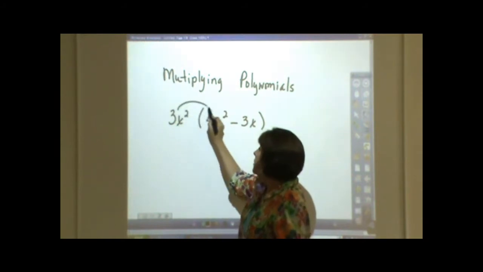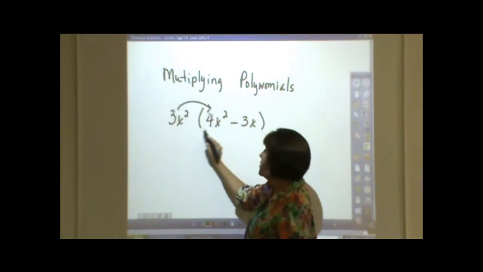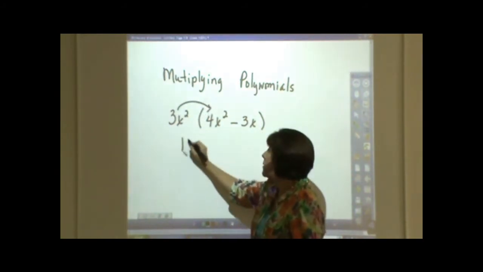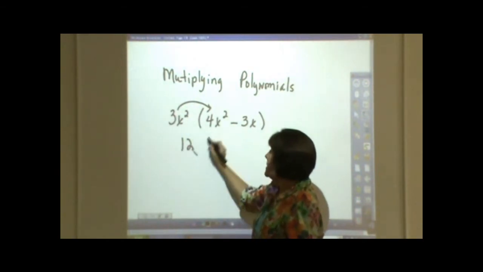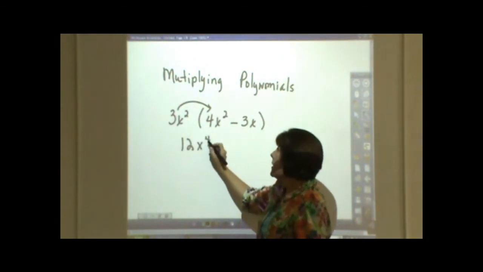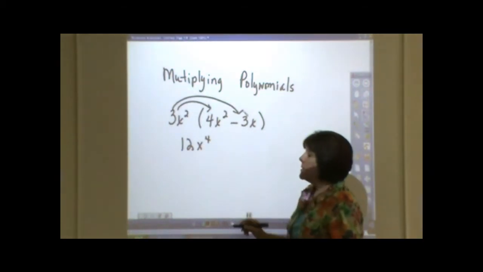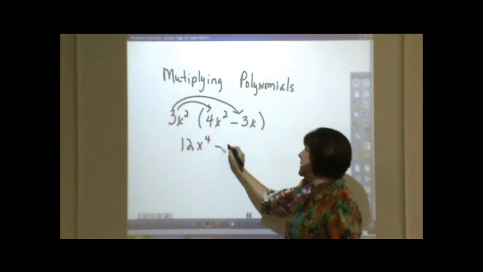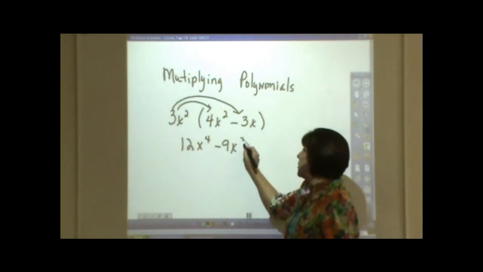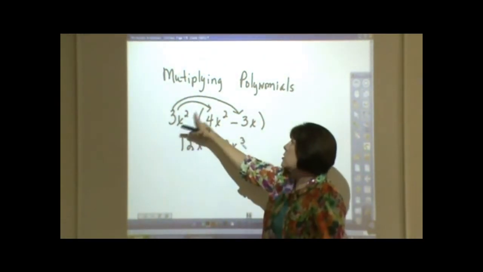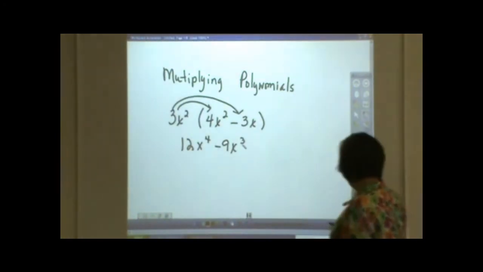When you distribute here, you're going to multiply this monomial times the first term. So 3 times 4 would be 12. x to the second plus x to the second will give us an x to the fourth. Then we'll distribute the 3x squared times the negative 3x. And positive times the negative will make a negative 9x to the third because 2 plus 1 would make 3.